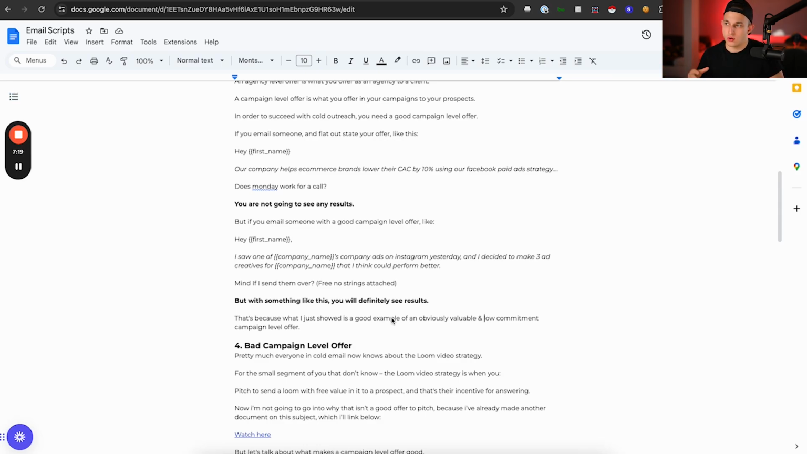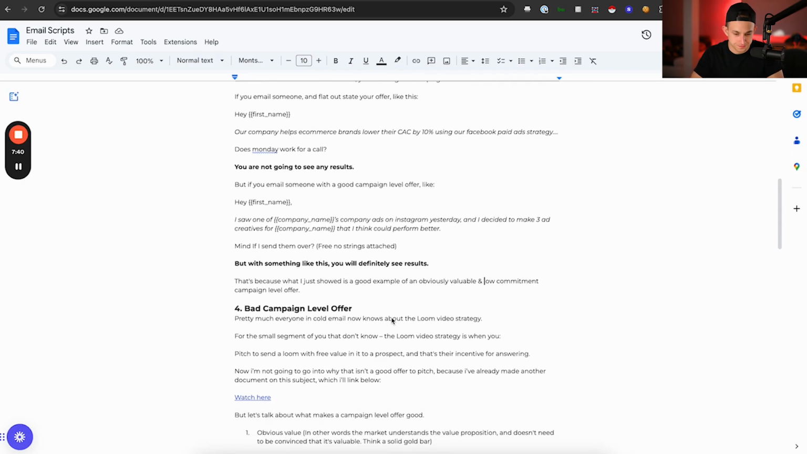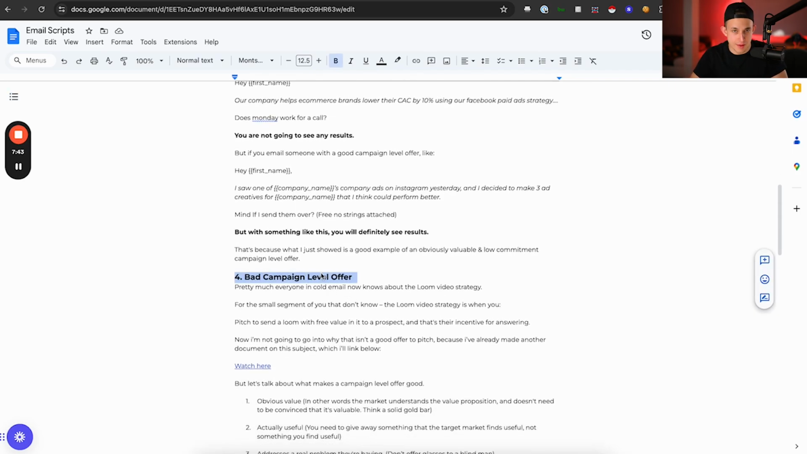have to get on a call with you and give you access to all of your Facebook ads portals, a bunch of logins, they have to trust you. It's a bunch of 2FA codes. You have to hook your stuff up. That's a high commitment offer. And even though it might be valuable, that's very high commitment. And that person has to put in a lot of effort in order to accept your proposal, right? Which is not something you want to do. Okay. Then we have a bad campaign level offer, right?